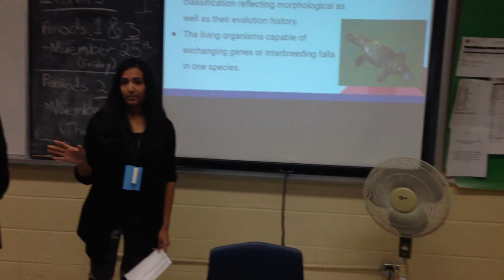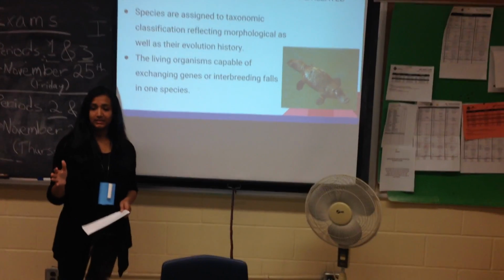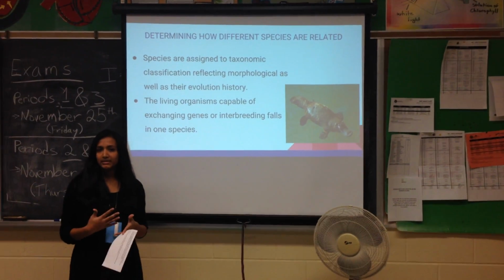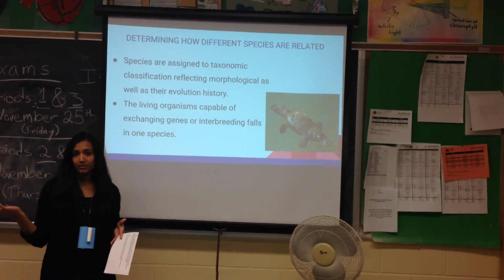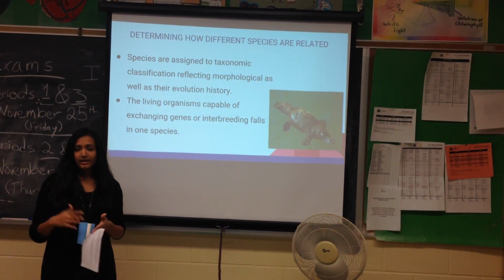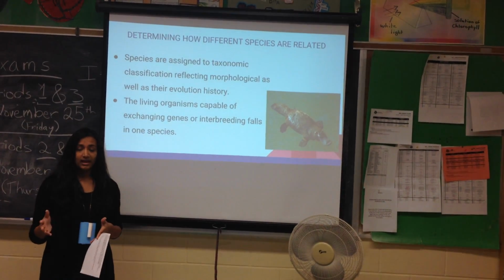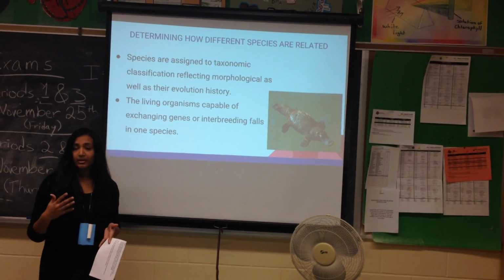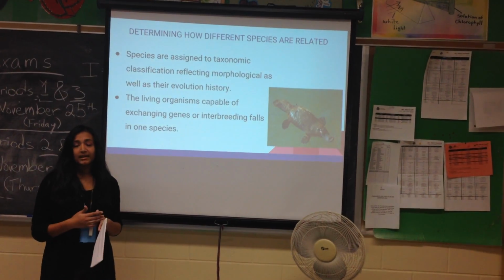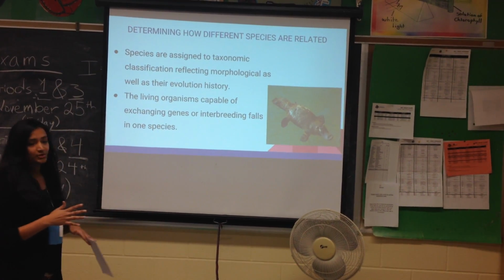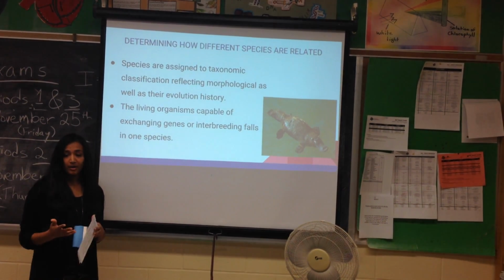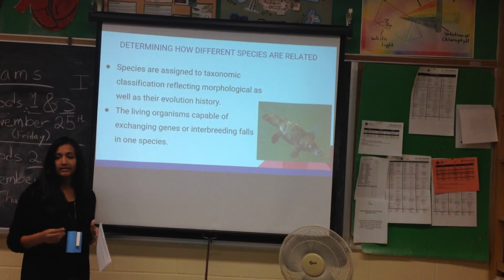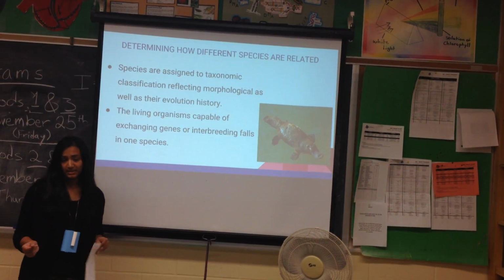Okay, so now just as we learned about the taxonomic classification of all kinds of species, how can we determine what species is falling under what rank? How do we know where to put which animal into which categories? There are different ways that species are assigned to taxonomic classification, reflecting on their morphological as well as their evolutionary history. Living organisms capable of exchanging genes or interbreeding fall in one species.